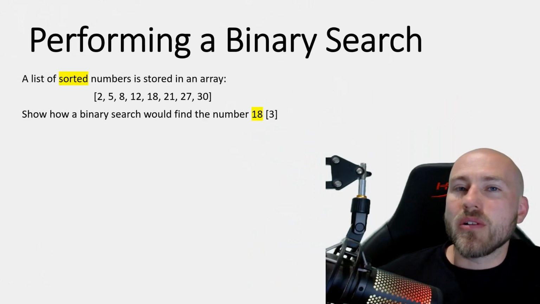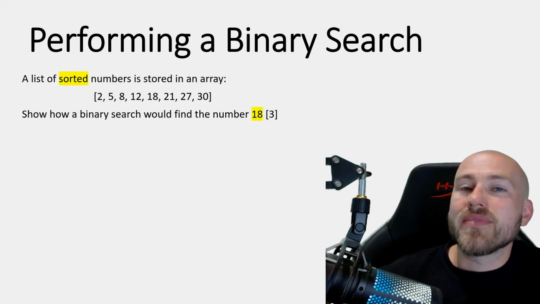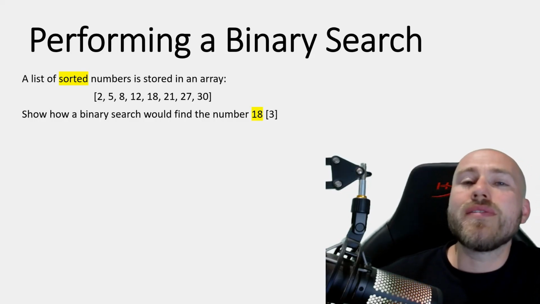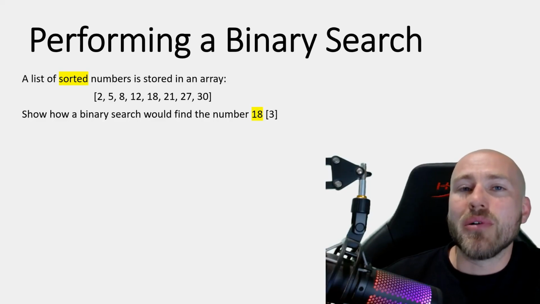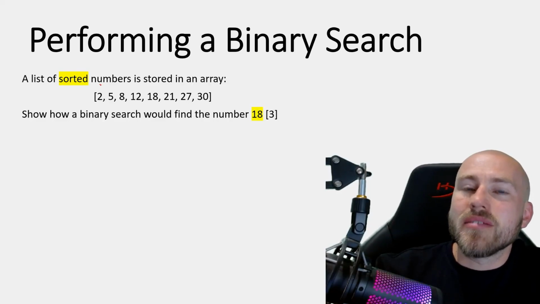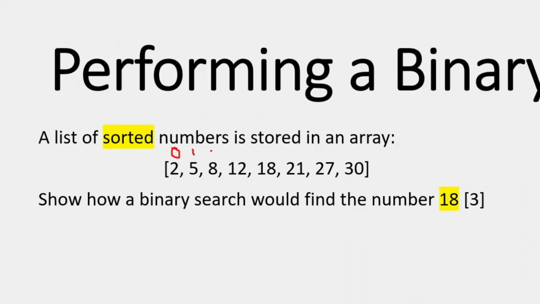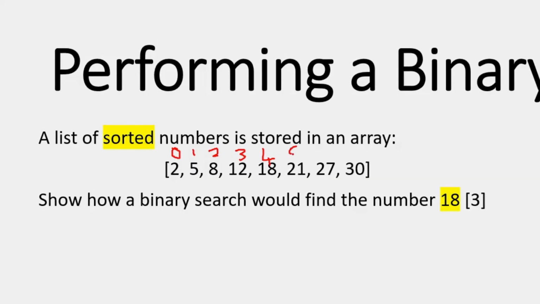So this is a typical kind of question you might get in your exam. A list of sorted numbers are stored in an array. Show how a binary search would find the number 18. So the very first step we would do is to find the midpoint. You would have a zero-based system. In the actual first position, that is actually position 0. Then 1, 2, 3, 4, 5, 6, and 7.